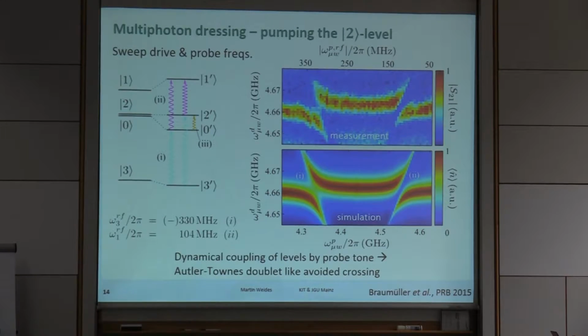That's seen here. So we apply a probe tone. There's one tone to couple ground to the second state. Then there's another tone to probe it, and another one to drive. And then we get this data. We did also simulations, and we see these avoided level crossings, or Autler-Townes doublets, and they correspond to the transition between 3' and 0', or 3' to 2'. That's this transition, or 2', 0' to 1', or 2' to 1'. That's that transition.